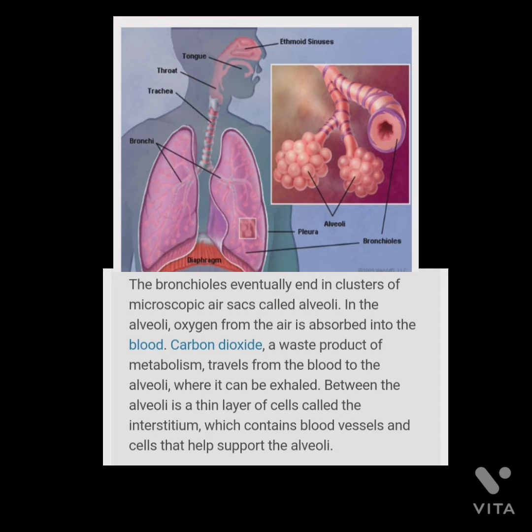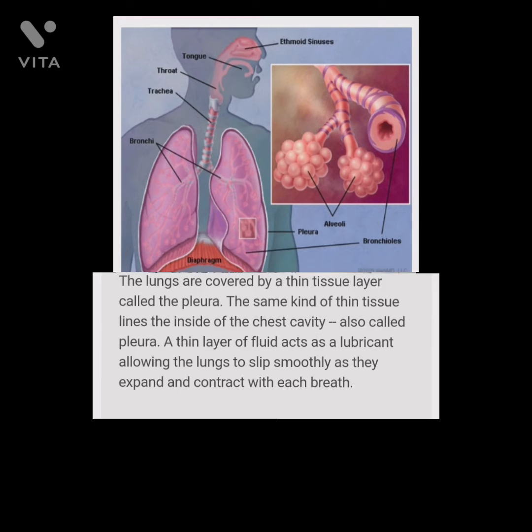As we exhale, all the carbon dioxide and waste product from our blood comes out. Between the alveoli is a thin layer of cells called the interstitium, which contains blood vessels and cells that help support the alveoli. Coming forward, the lungs are covered by a thin tissue layer called pleura. So there is a thin covering of the lungs, a tissue layer called pleura.